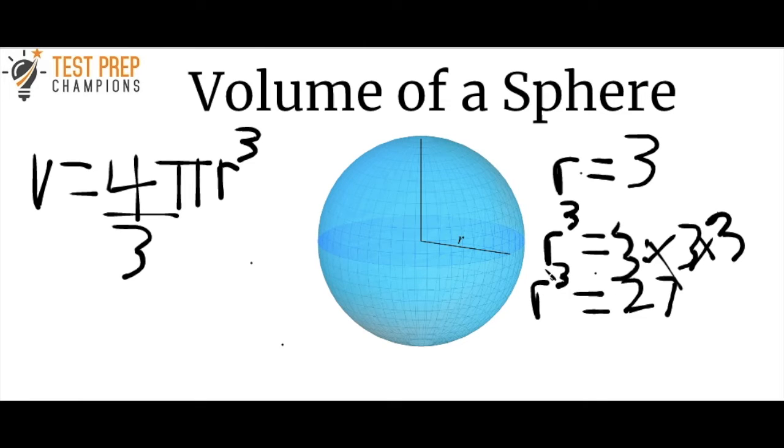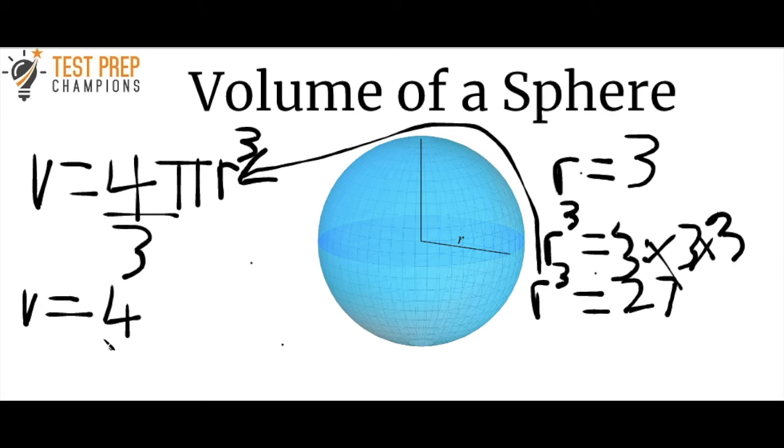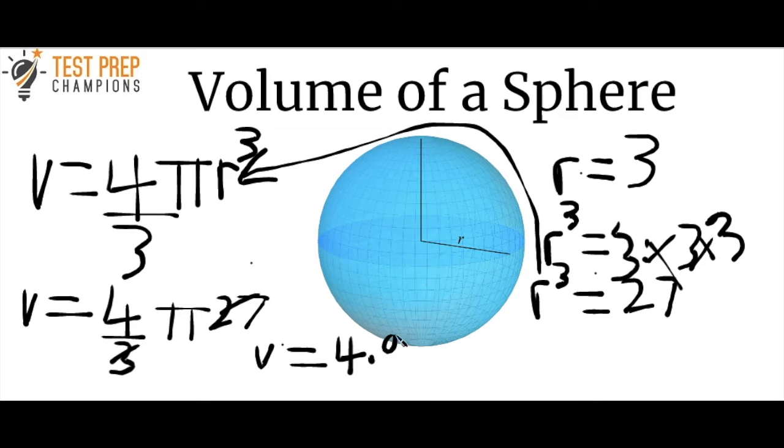So r cubed is 27, so let's take that 27 and plug it into the formula. We now have volume equals 4/3 pi times 27. Since we've got this 3 down here, we could do 27 divided by 3, which gets us 9. Then we would rewrite this as the volume equals 4 times 9 pi, and I just pulled that pi out of the way. And so the answer is going to be 36 pi. All right, so that's pretty simple.